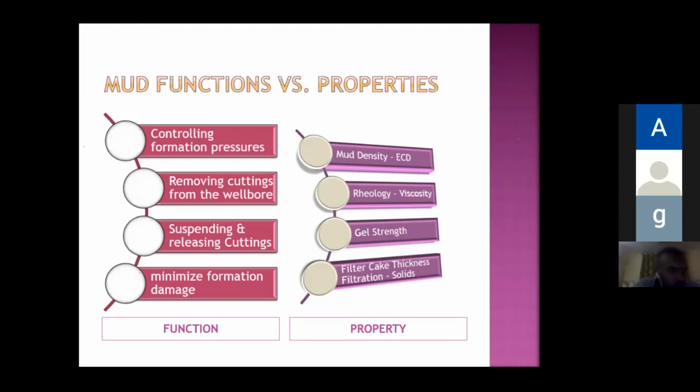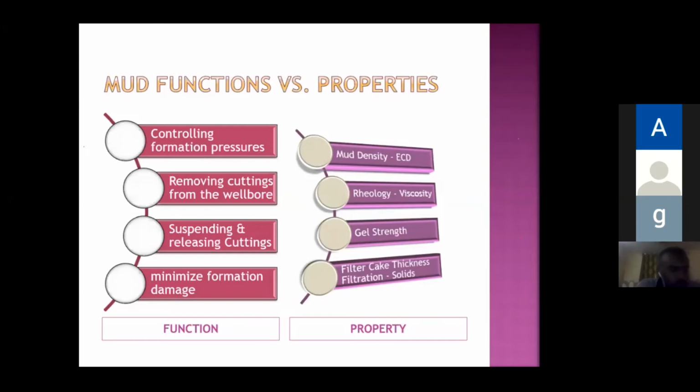Now, the third function is suspending and releasing cuttings. We need the mud to suspend cuttings, and also we need the mud to release the cuttings. Suspend cuttings in the static condition, because sometimes we still have some cuttings inside the hole. We need these cuttings to stay suspended so they do not fall out again.